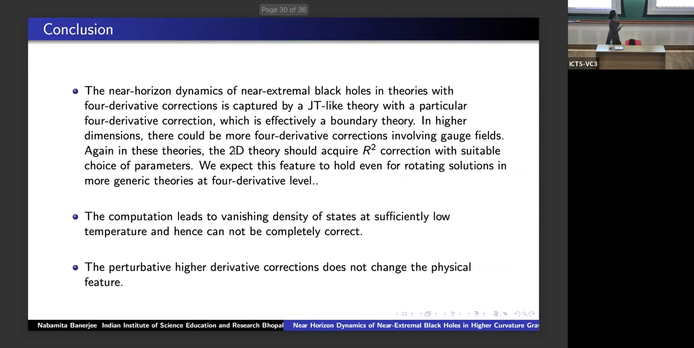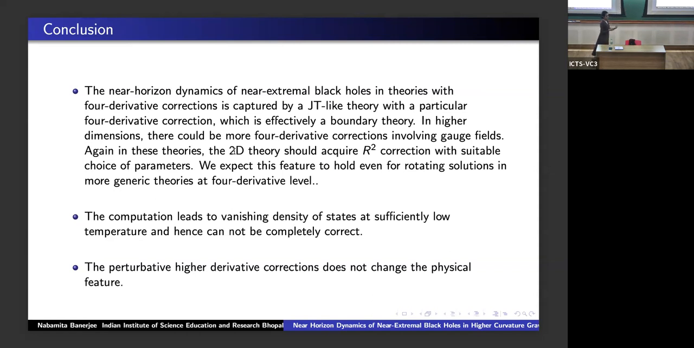And let me conclude. So what we see is that the near horizon dynamics of a near-extremal black hole in 4 derivative corrected theories is captured by a Jetty-like theory with particular 4 derivative corrections, which effectively boils down to a boundary theory. Now, in higher dimensions, there could be more 4 derivative corrections, in fact involving gauge fields. But when we are going to 2D, there is only one that is possible, and which is R square. And all one needs to do is, basically, the theory in 2D that we have written down should, with different values of parameters, take care of all 4 derivative corrections added to your theory.